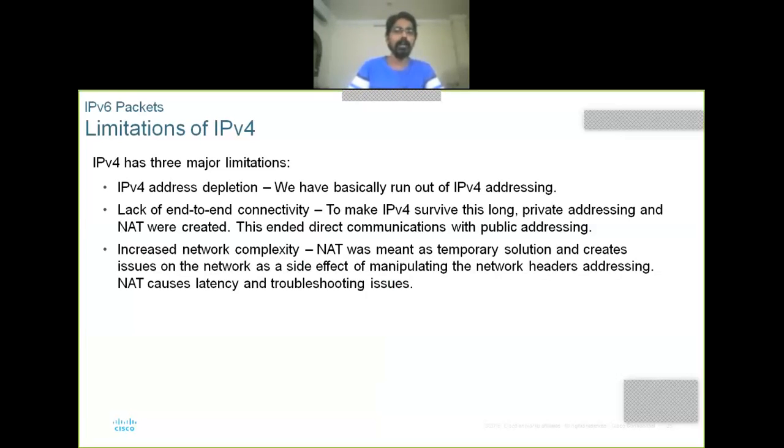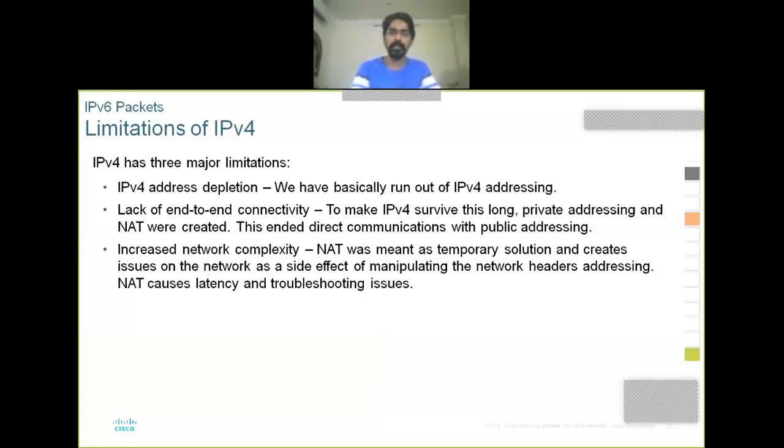So next, lack of end-to-end connectivity. Next, increased network complexity. With the increase of networks, the complexity in the network is going on increasing. And then, with increasing requirement of IP addresses, there is a limitation or shortage in IP addresses. In the future, we can't get any new IPv4 addresses because they are already assigned to someone else.